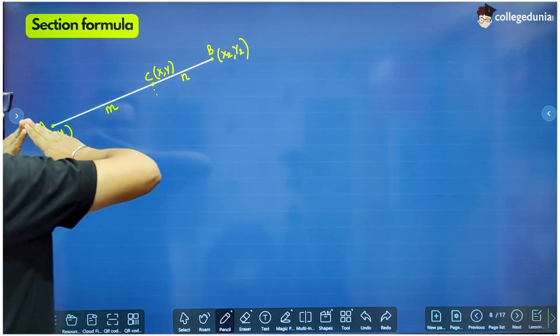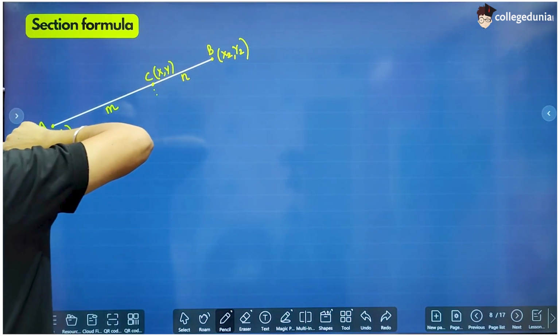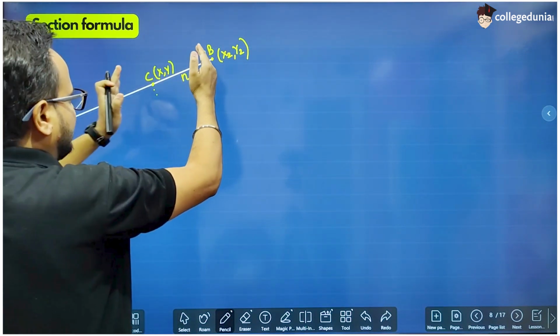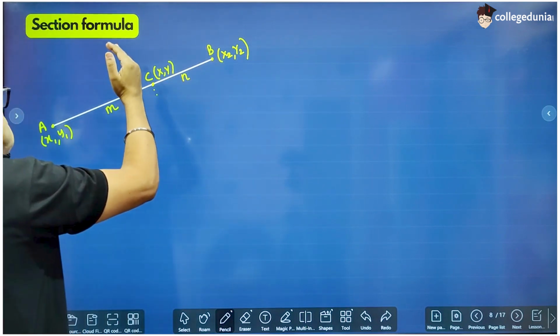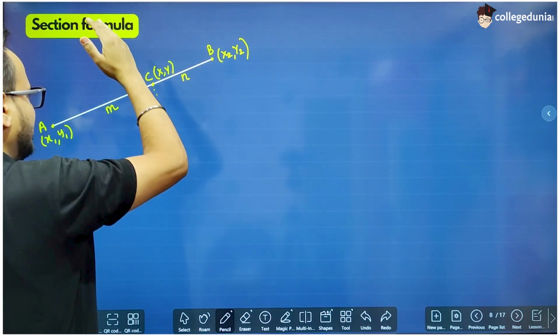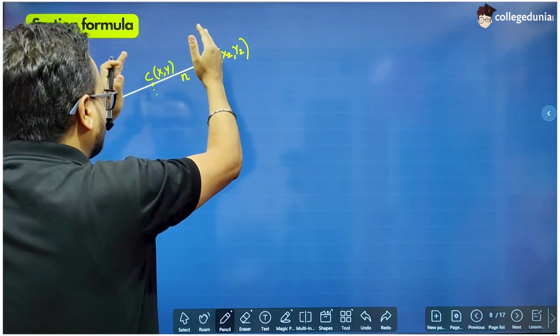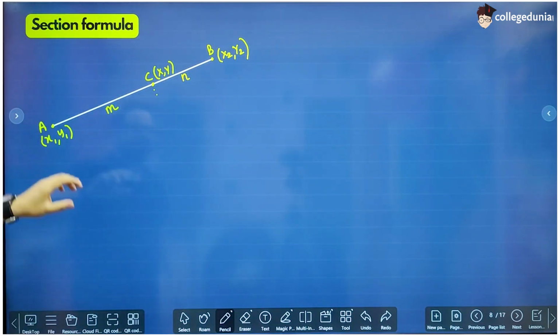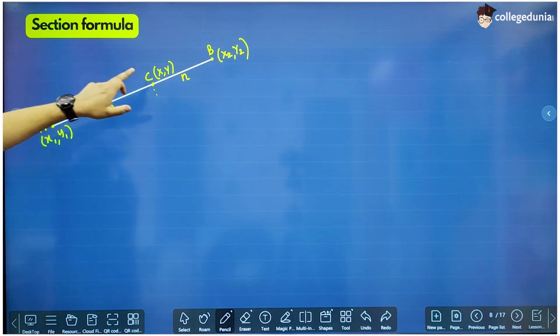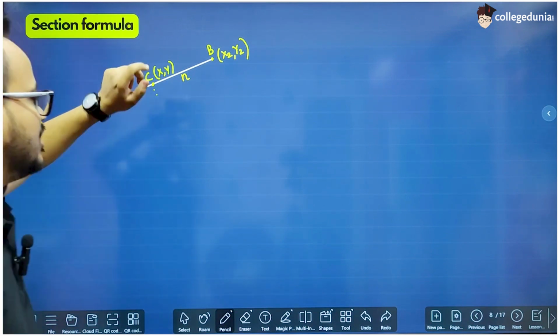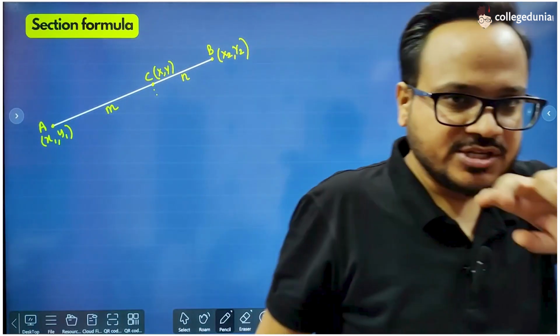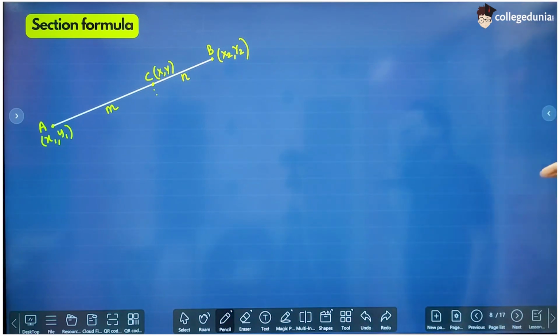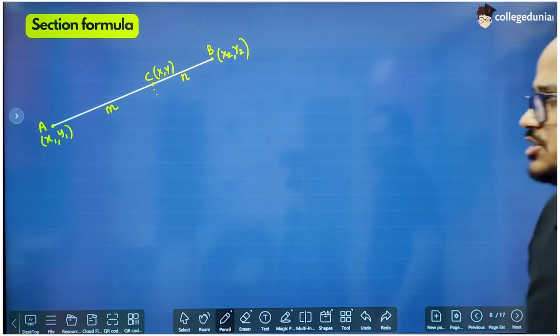For example, if this whole length is 100 centimeter, and this length is 40 centimeter and this length is 60 centimeter, so we will say that this ratio is 3:2. So the value of m is 3 and the value of n is 2. So if we know the ratio in which this point is dividing the join of A and B, we can find the coordinates of C using something which is called section formula.